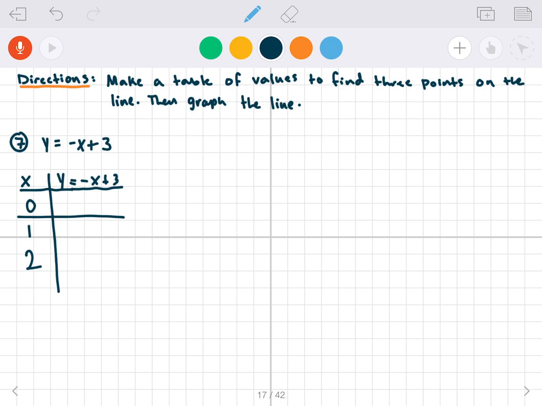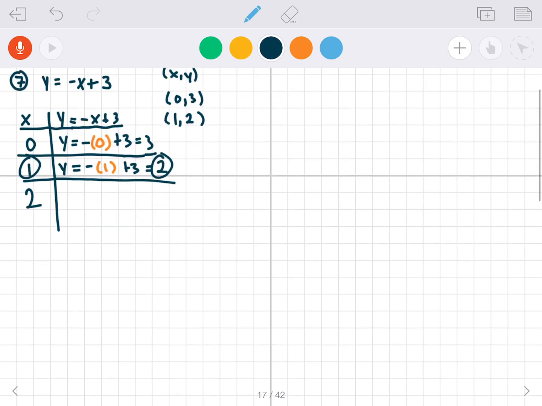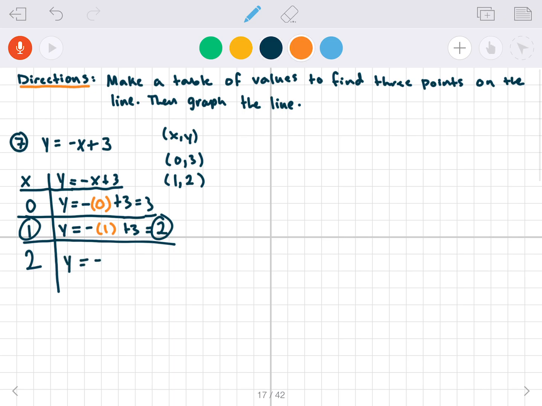For the first one, when x is 0, y is going to be negative 0 plus 3. Now, negative 1 times 0 is 0. 0 plus 3 is 3, so this is 3. So our first x, y is (0, 3). And then the next one, when x is 1, we get y equals negative 1 plus 3. So negative 1 plus 3 is going to give us 2. So our ordered pair is (1, 2). And finally, when x is equal to 2, we get y equals negative, plug in that 2 for x, negative 2 plus 3, and that's going to give me 1. So my ordered pair is (2, 1).